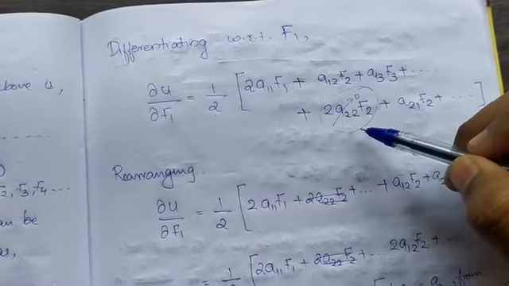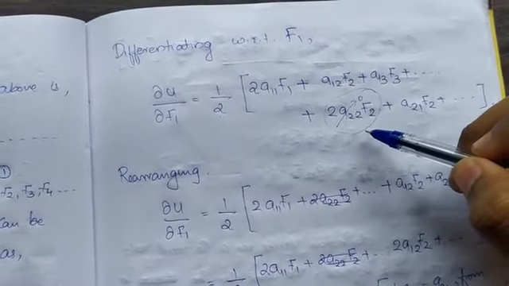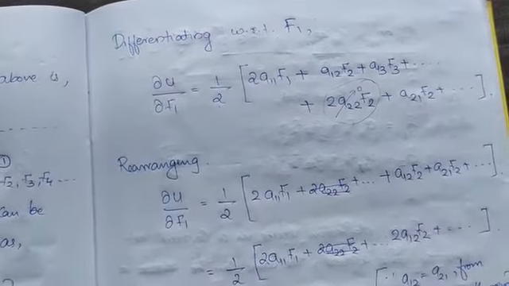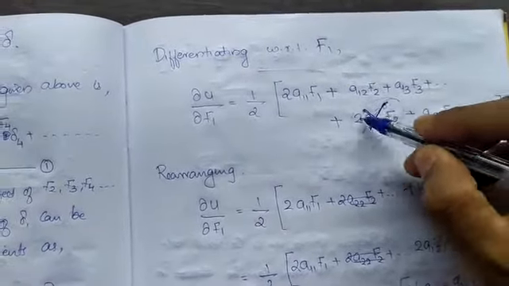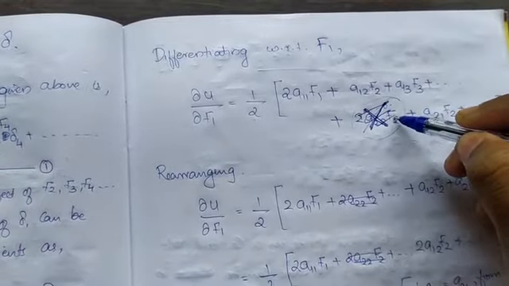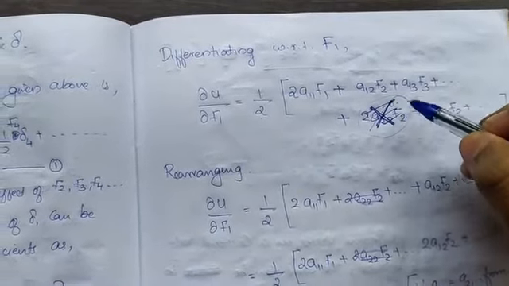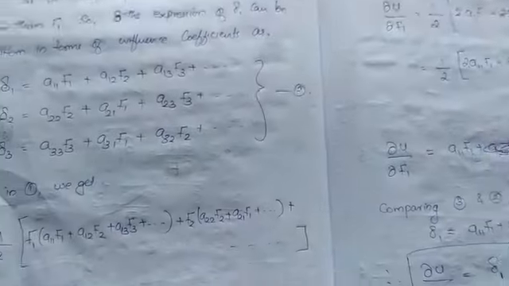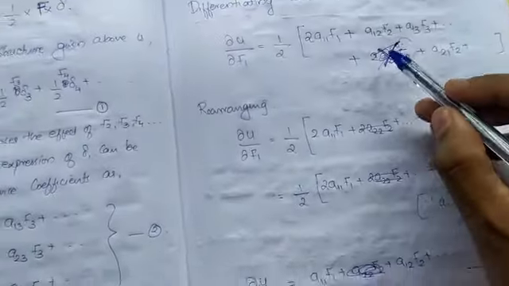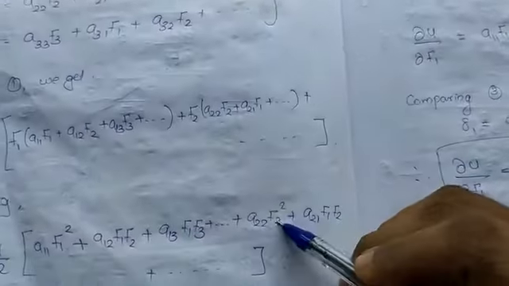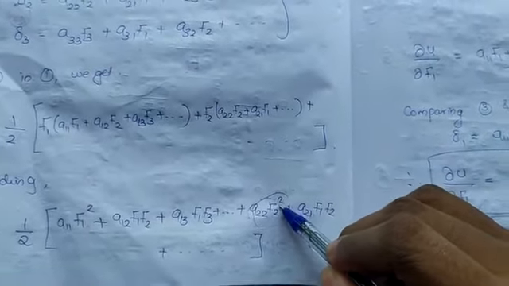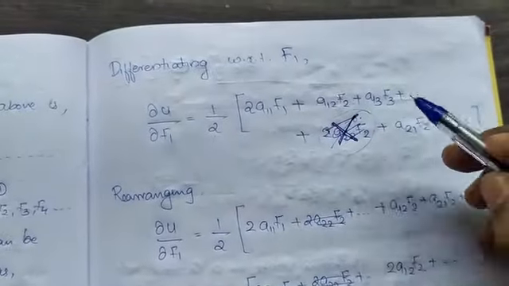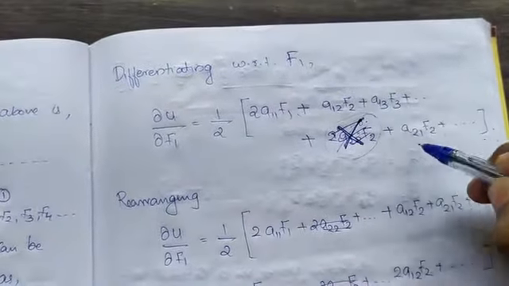Why? So this term is wrong. When you differentiate A22 F2 square, we are differentiating with respect to F1, right? So there is no F1 component. So this is not right, this is wrong. Okay, so the term will be like this.